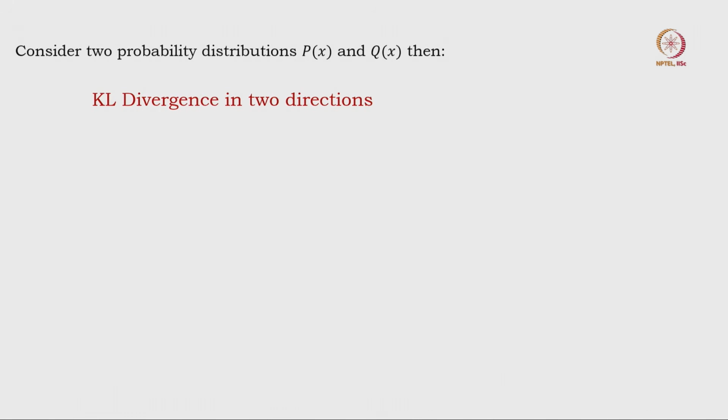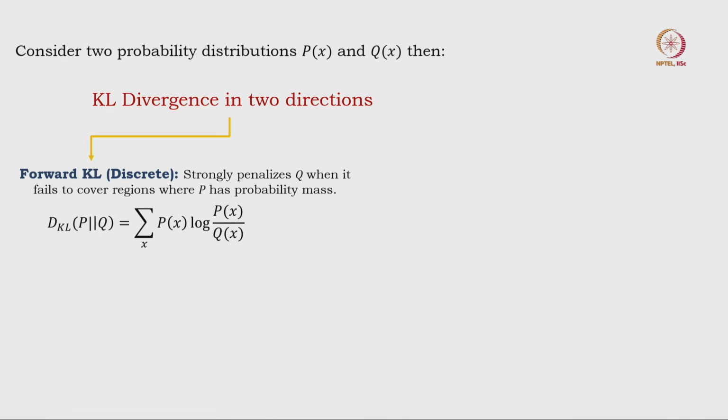Okay. Now, we are getting into one of the most important concepts here, and this is called the KL divergence. It can be measured in two directions. The very first direction is forward KL divergence. Understand this very carefully, this is very important. KL divergence has two types. One is forward KL. In the next slide you will be seeing something called reverse KL.